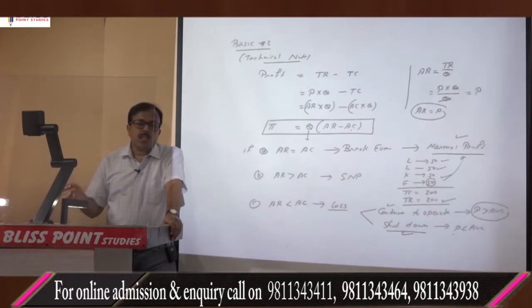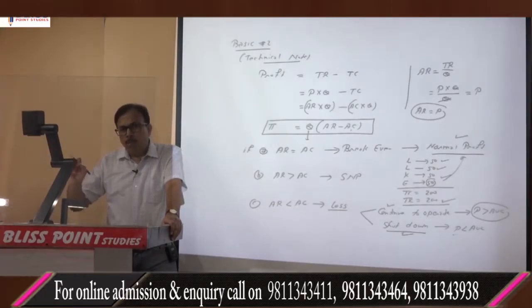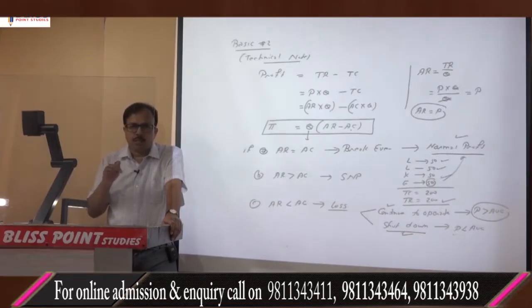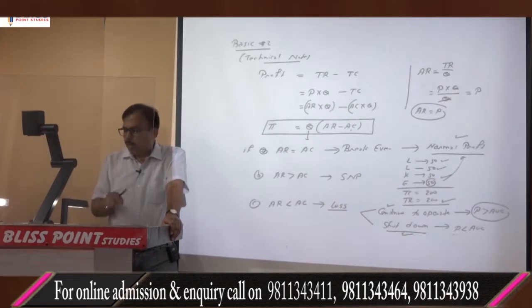So what exactly is the shutdown price? Shutdown price is equal to the minimum of AVC. AVC is not a constant number, it will be U-shaped. So which point will be the shutdown price? That will be the minimum of average variable cost.